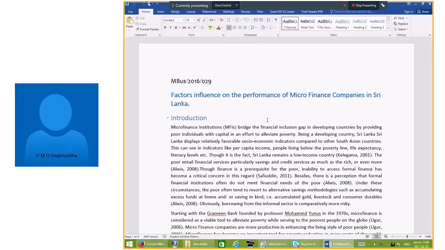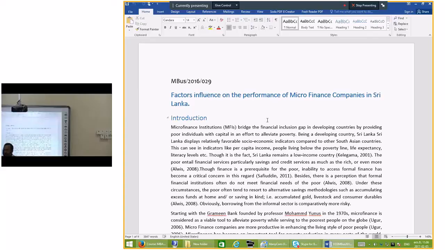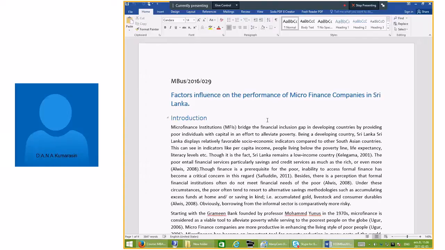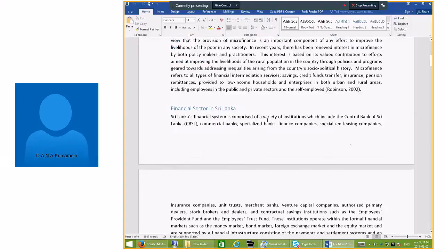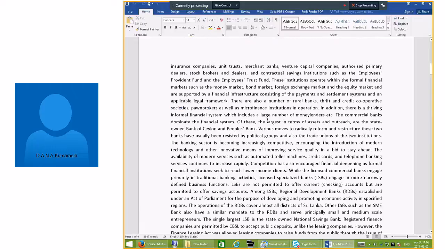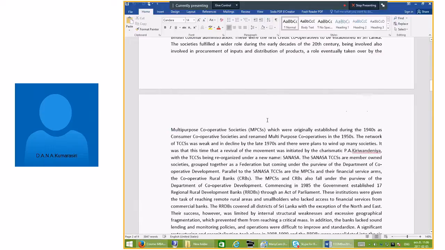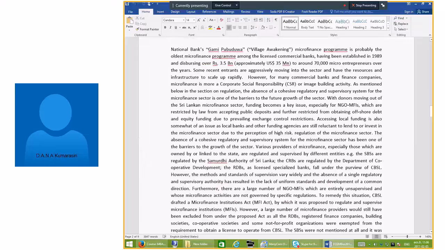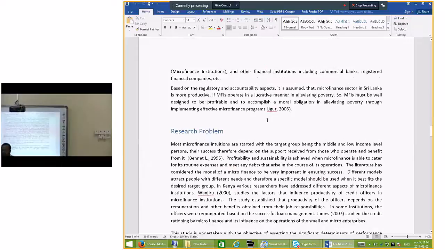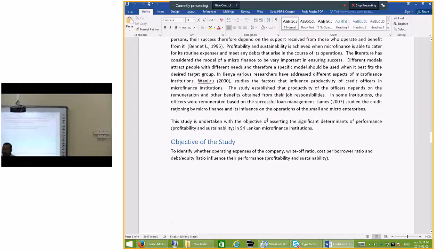Okay, continue. Microfinance is considered a viable tool to reduce poverty while serving the poorest people in the country, as well as the world. Now to the objective.